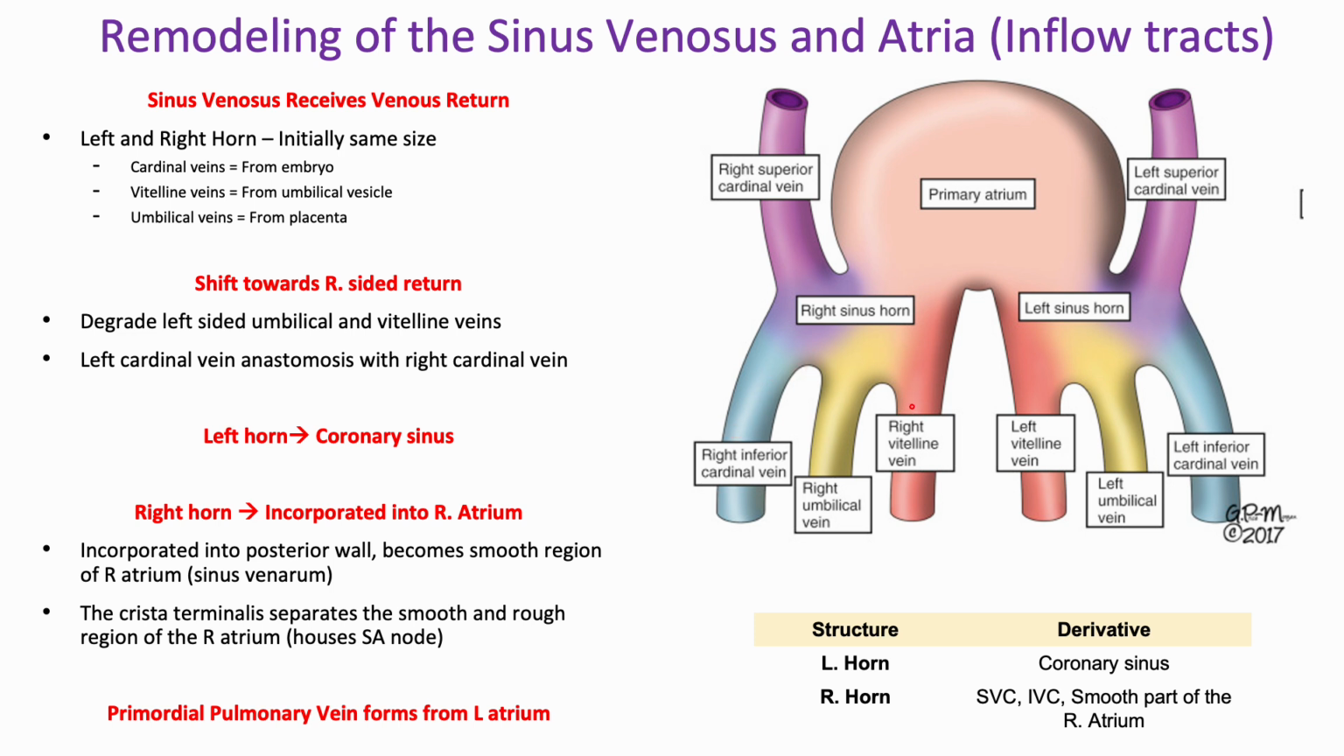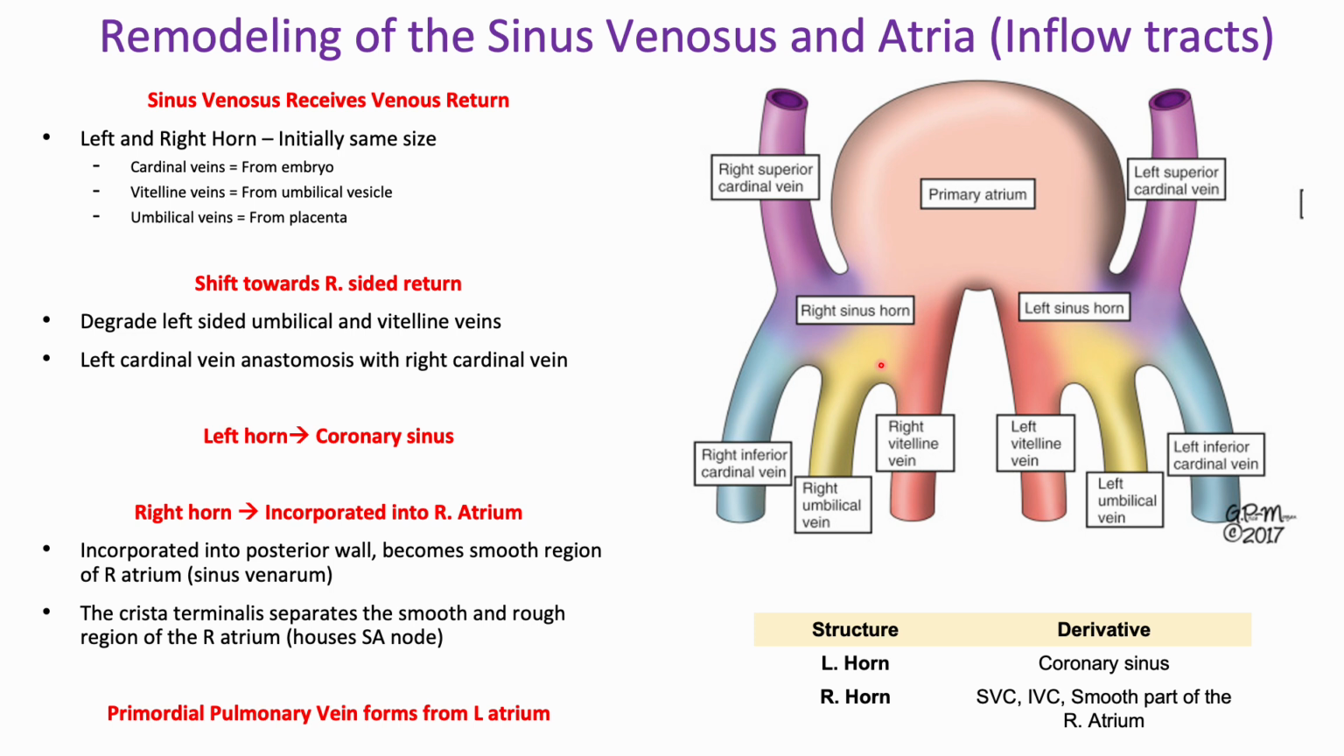The vitelline veins are receiving blood from the umbilical vesicle. Okay, so you're going to have one on the right and one on the left. And then we're also going to have an umbilical vein, which is coming from the placenta. Okay, so these are all the components of your right and left sinus horns. So again, initially you're going to have one on either side with each component.